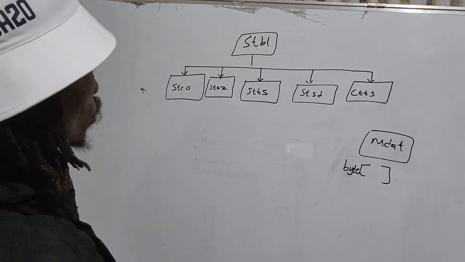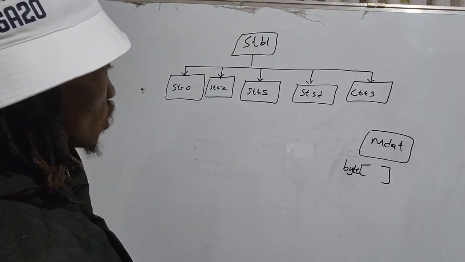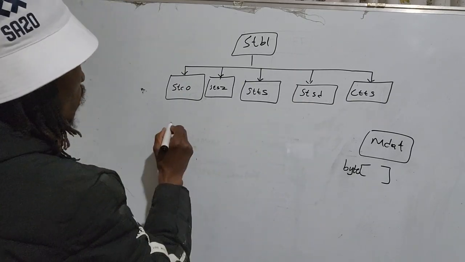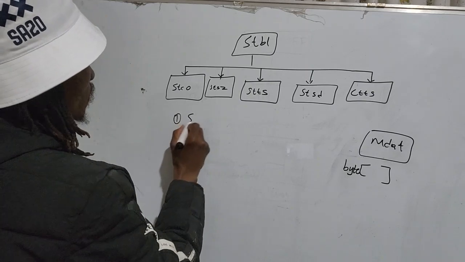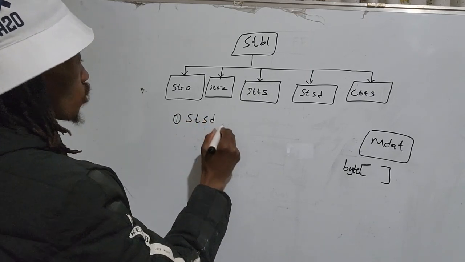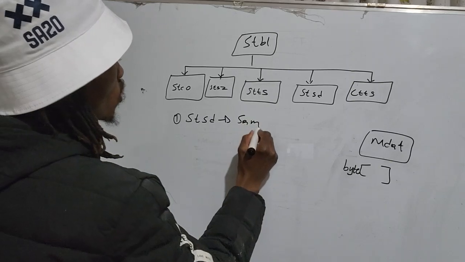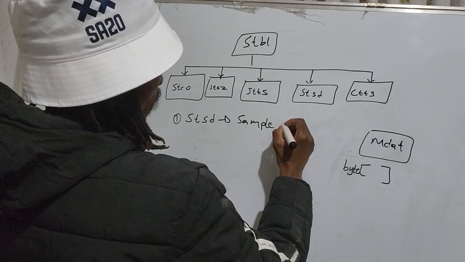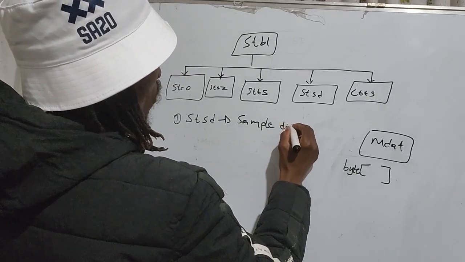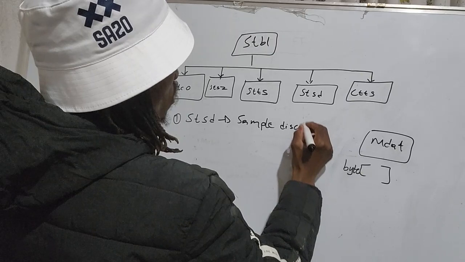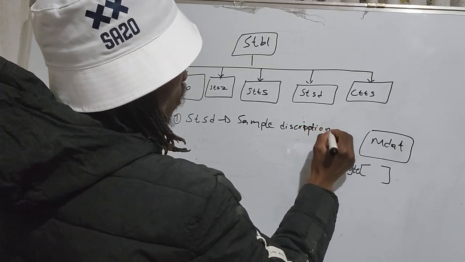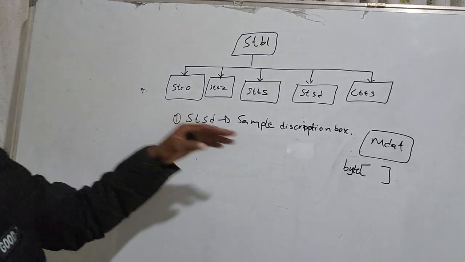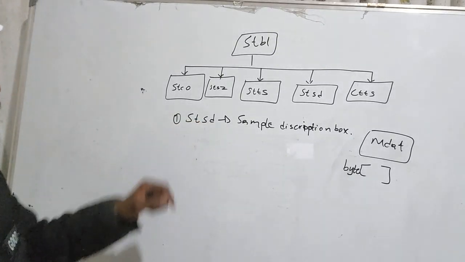So let's look at a few of these boxes. For example, let's look at STSD. The information that you're gonna get inside STSD, the sample description box. This is a sample description box. So this gives us the description about the samples. It describes the sample. Does that make sense? So what information do you get here?